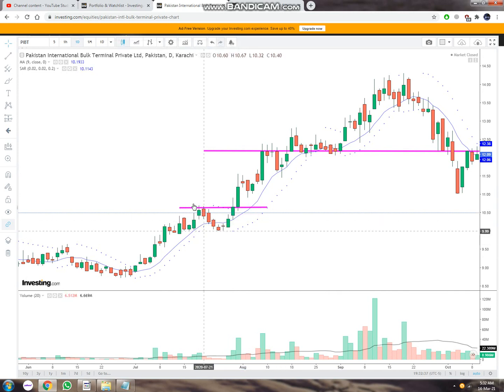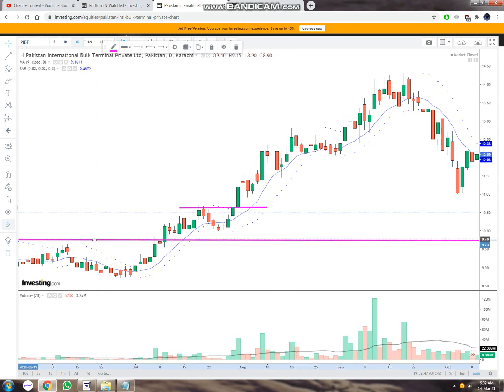Now if you take a look at this one, this is a real breakout, and it did not confirm its position and went straight upward. So this is also a great breakout. Now let me show you this one.